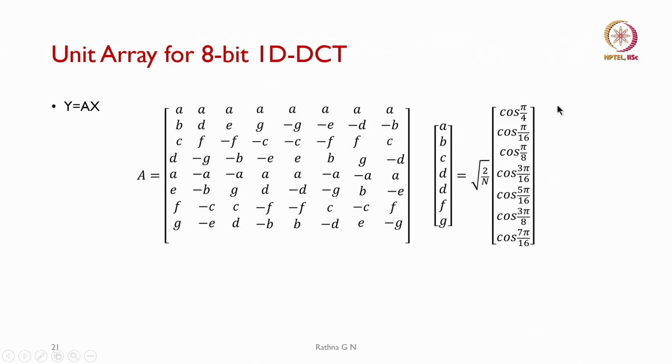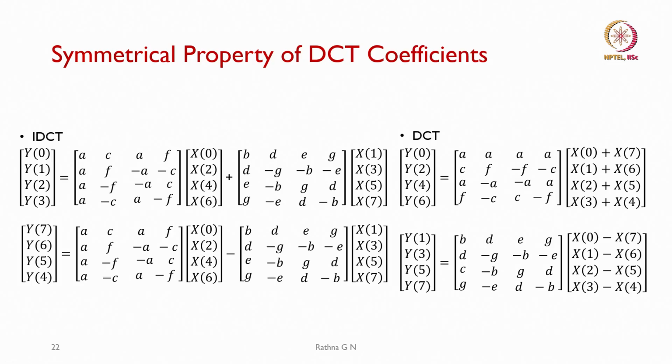So, A is cos pi by 4, B is going to be cos pi by 16, C is cos pi by 8, and then G is going to be cos 7 pi by 16. So, this is for the 8 by 8 matrix. You can substitute these, and the computation will be much faster.